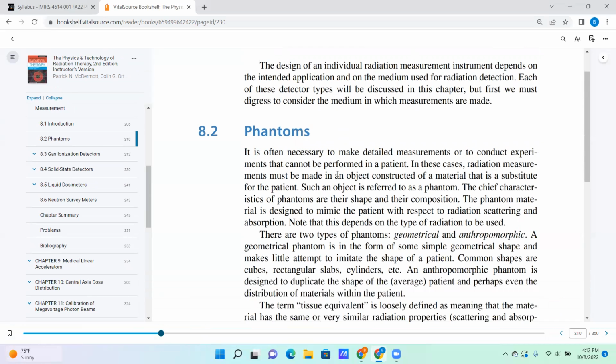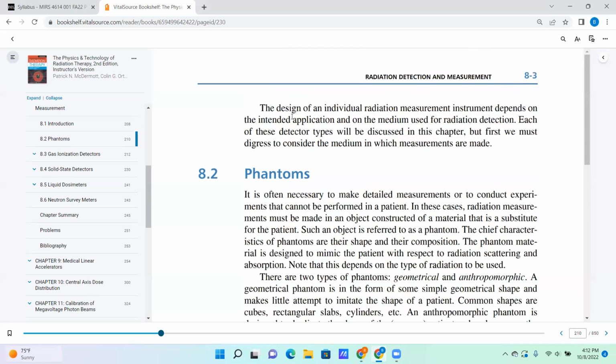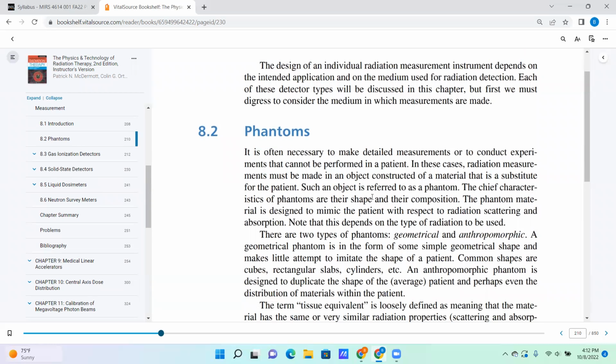So the design of an individual radiation measurement instrument depends on the intended application and on the medium used for radiation detection. Each of these detector types are going to be discussed here. So I'm going to go ahead and end this video, and then we'll pick up with 8.2.